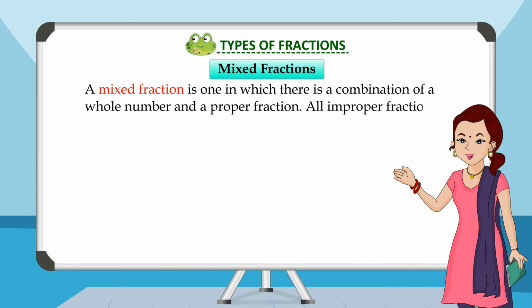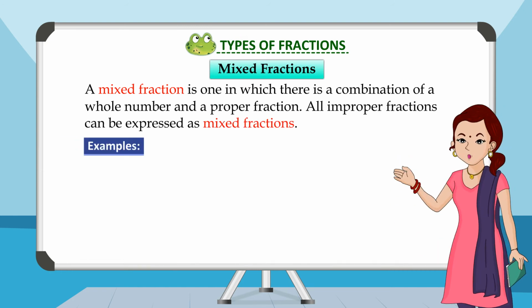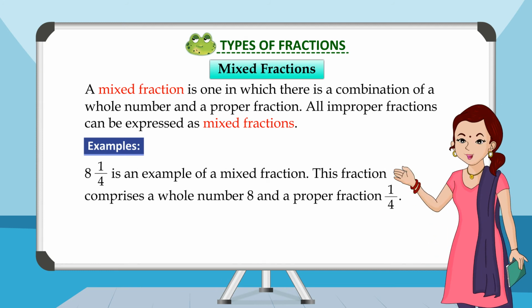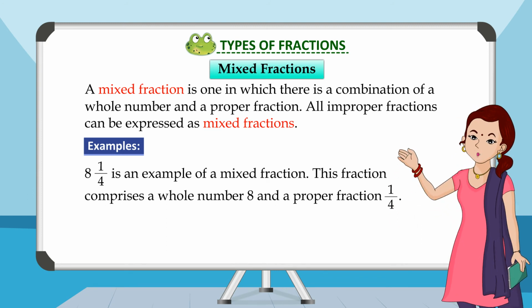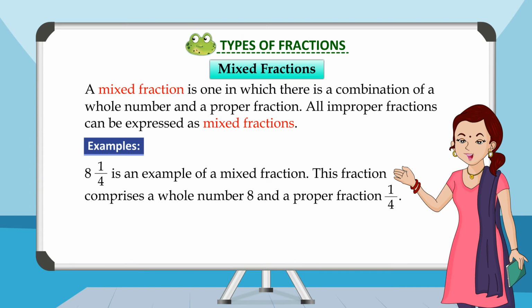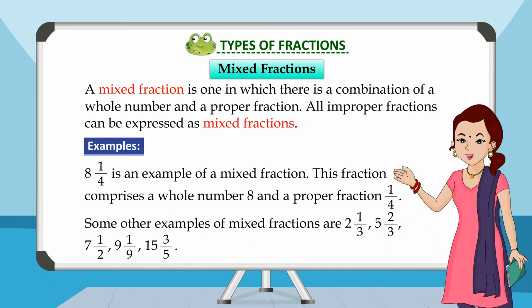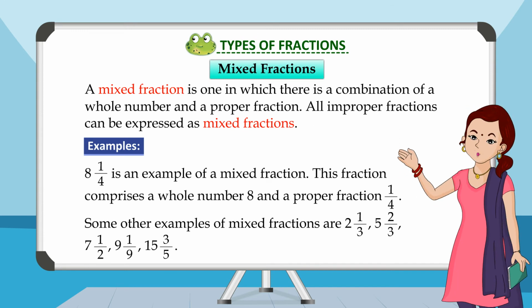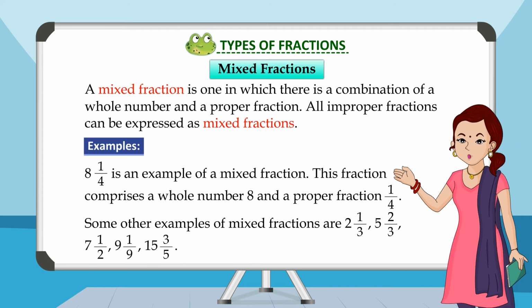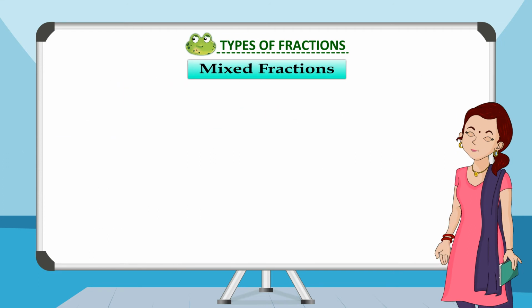All improper fractions can be expressed as mixed fractions. For example, 8 and 1 upon 4 is an example of a mixed fraction. This fraction comprises a whole number 8 and a proper fraction 1 upon 4. Some other examples of mixed fractions are 2 and 1 upon 3, 5 and 2 upon 3, 7 and 1 upon 2, 9 and 1 upon 9, 15 and 3 upon 5.